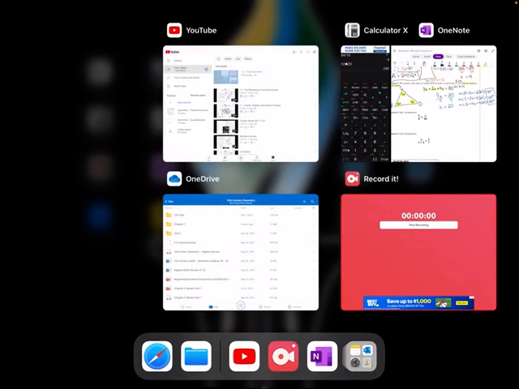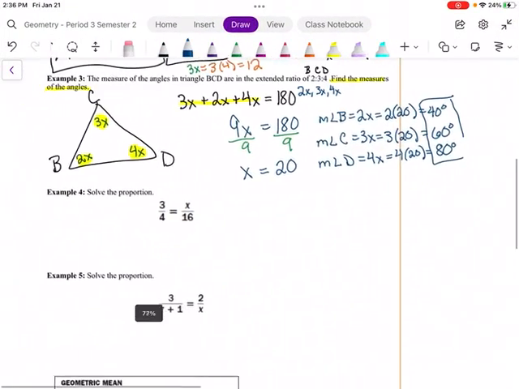Just going to get rid of the calculator so this is a little bit bigger. All right.